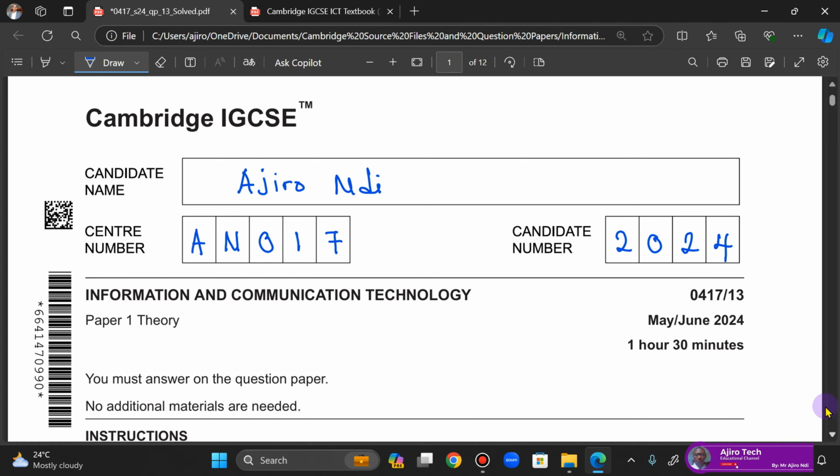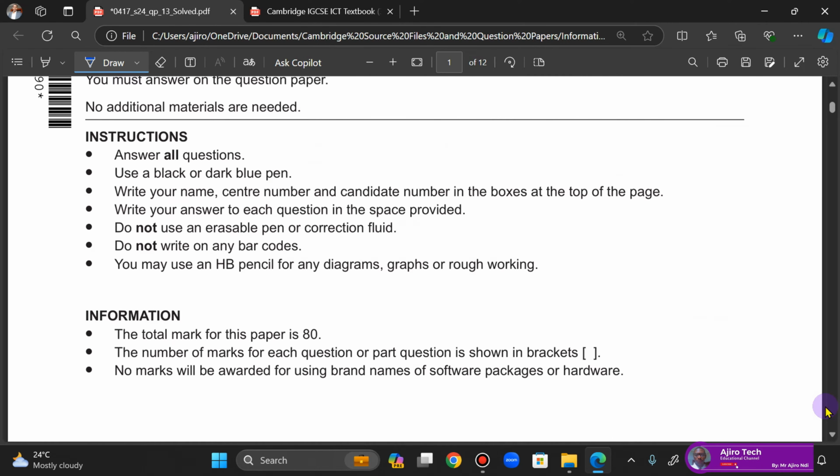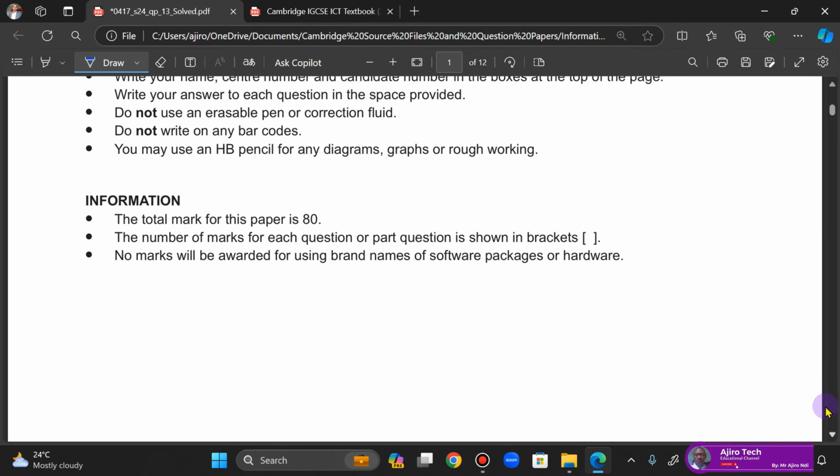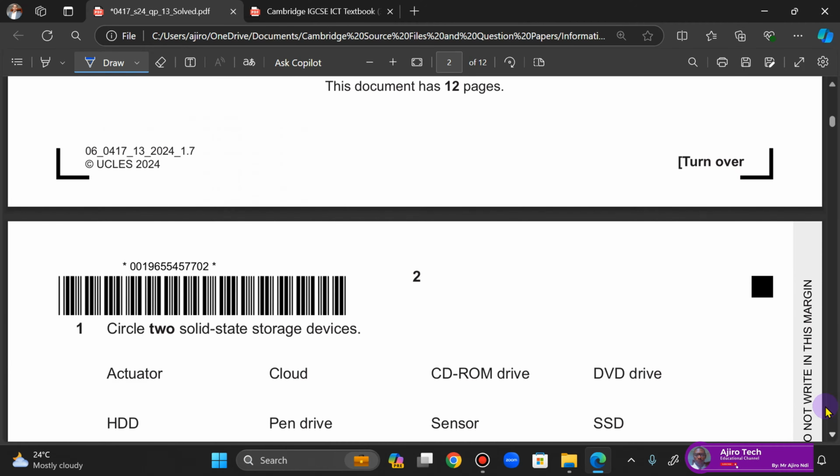My candidate number is 2024. Please, the instructions are very important. So please go through the instructions, okay? Total mark for this paper is 80.